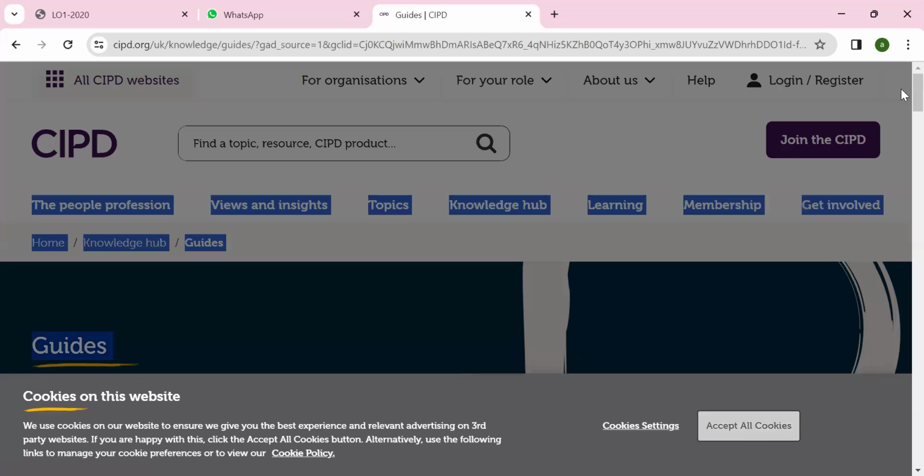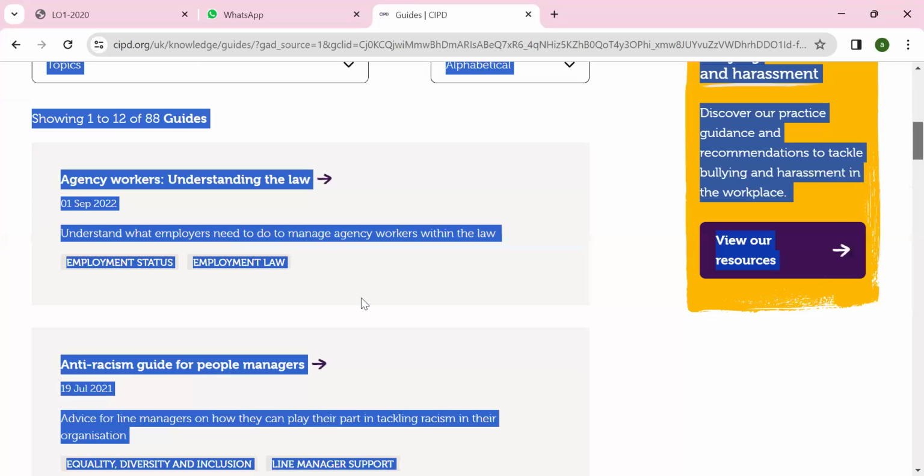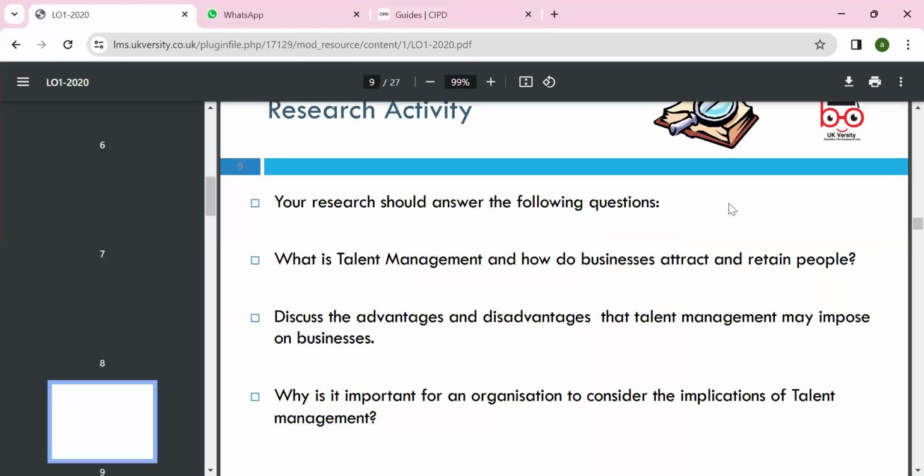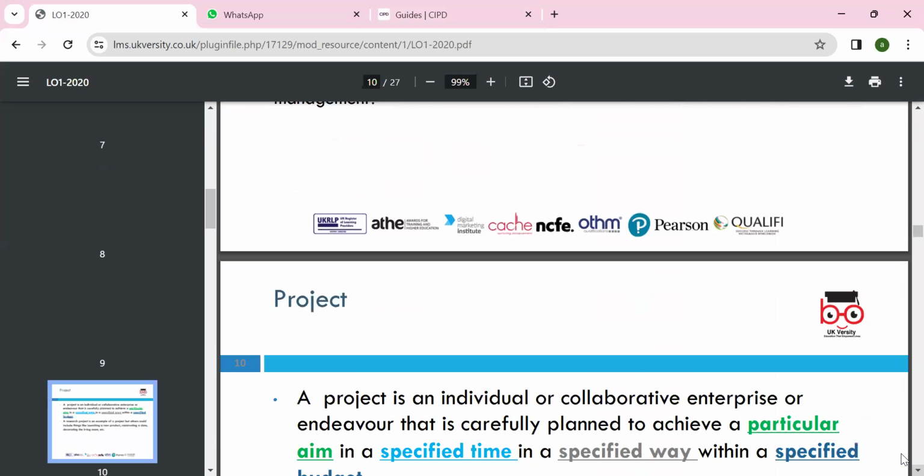So it's good to explore. That can be your project, where you look at what talent management is, how a business can attract and retain talent, the advantages and disadvantages of talent management, and its importance to organizations. So these are the questions we can answer in the research.